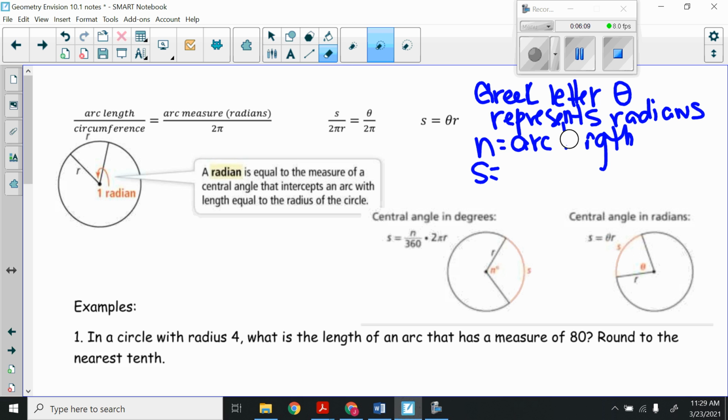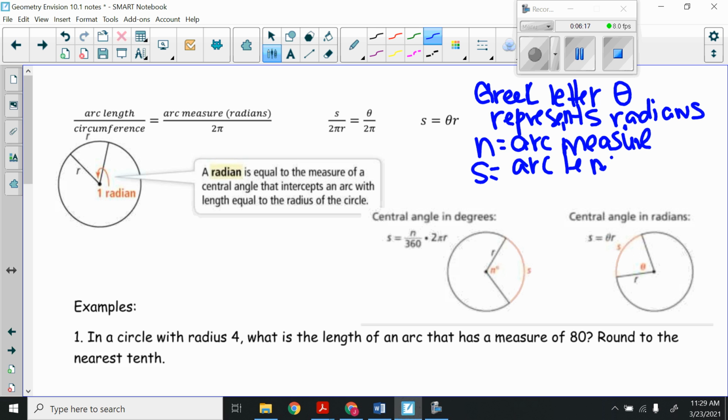n is arc measure, and S is the arc length. So these two right here show us our formulas. If the central angle is in degrees, our arc length is equal to the arc measure over 360 times 2 pi r. If the central angle is measured in radians, our arc length is equal to theta times the radius.